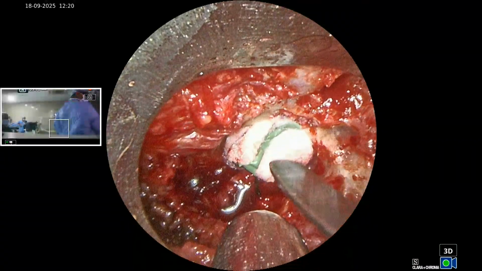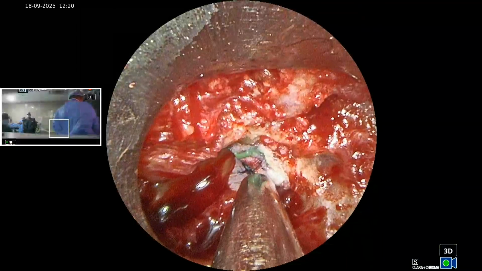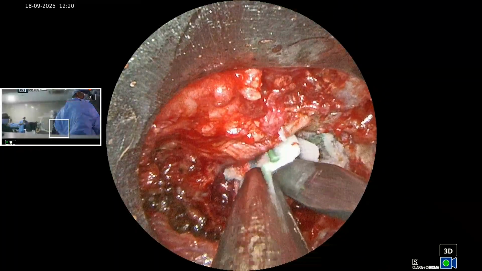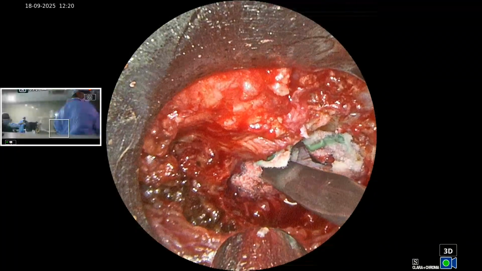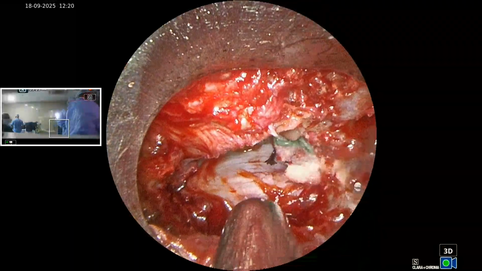Now we are trying to hit the midline. So this is the midline now. Left 45.